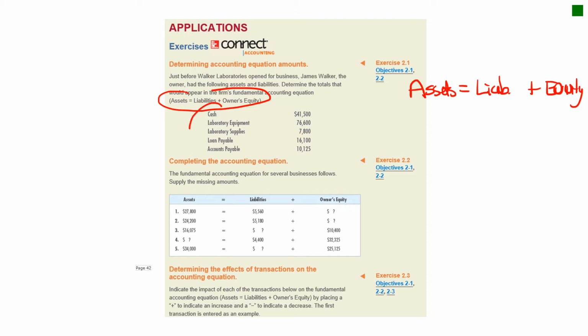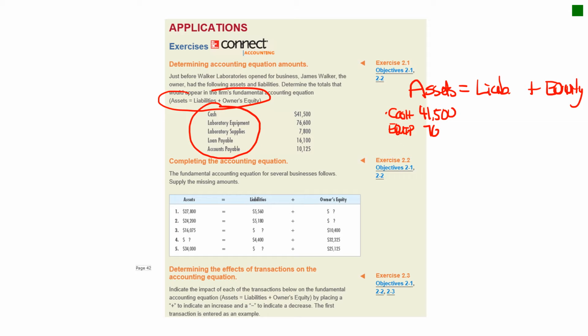As I go through these, you have to start to practice recognizing and classifying what exactly these accounts are, what they represent. So the first one, which is cash, guys, cash is an asset. So cash is $41,500. I go to the next one, laboratory equipment. Again, that is a benefit to the company. That equipment is always considered an asset. So I'm going to write that right over here on the asset side.